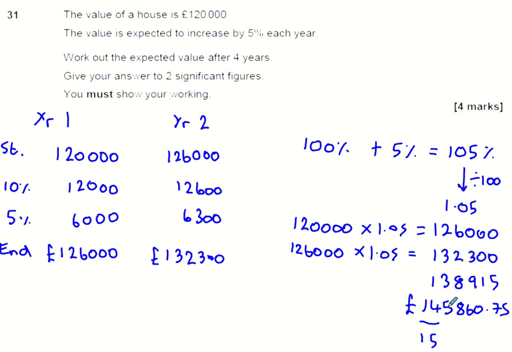And then we need zeros to make it the right size, because that 1 has to represent 100,000s. So we need to add another 4 zeros onto the end of this to give the total value to two significant figures as £150,000. That's the end of this exam paper.